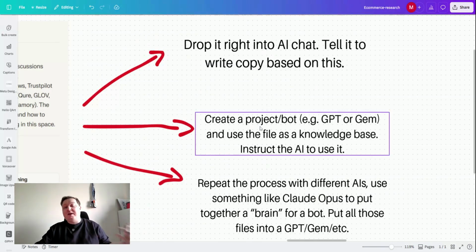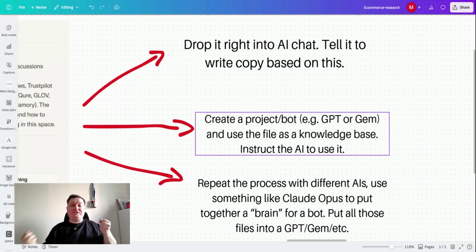Then you can create a project or a bot on ChatGPT, Gemini, whatever. And you can essentially put the file into the knowledge base. So now every single time that it's communicating with you about the topic, whether it's writing ad copy, social media posts, whatever, it's going to have that in the back of its quote unquote mind, right? So it's going to think about each answer, and it's going to walk through the file that you provided it with and then give you a very filtered answer.